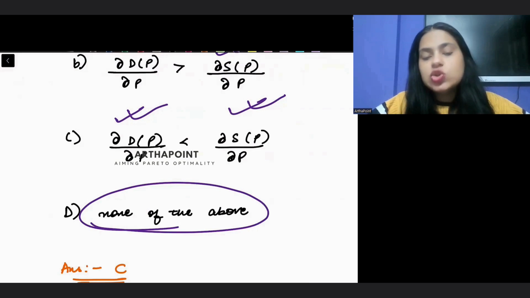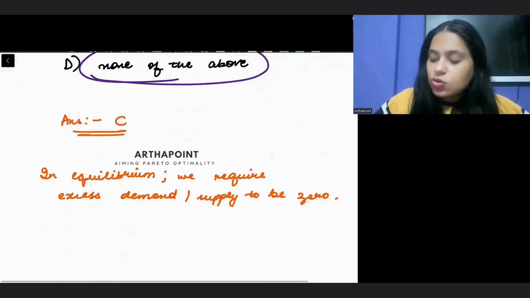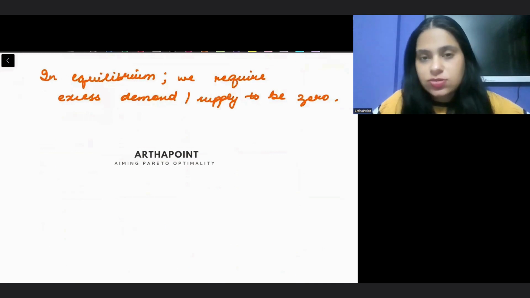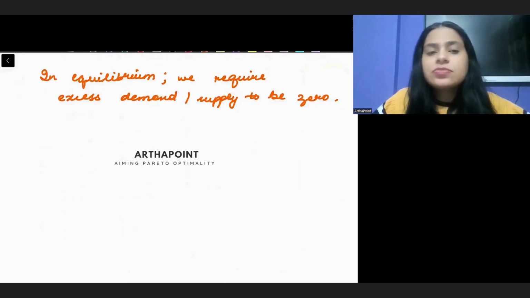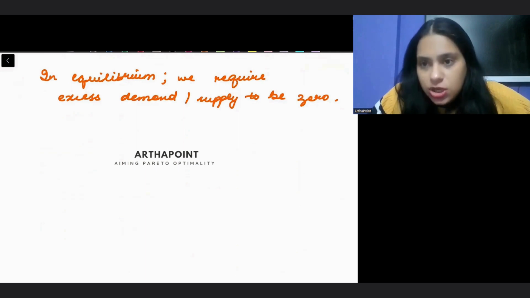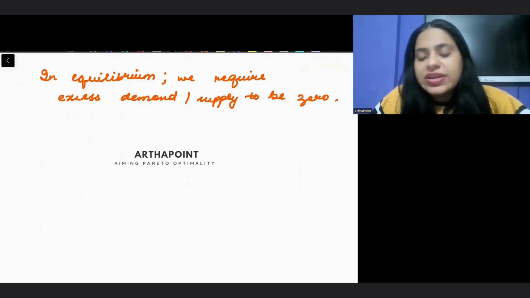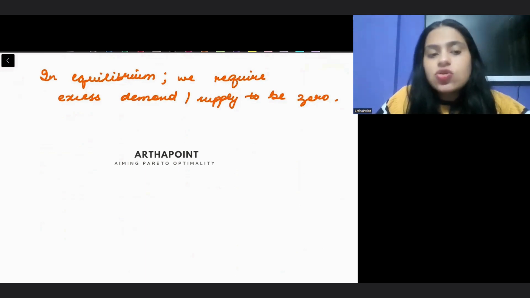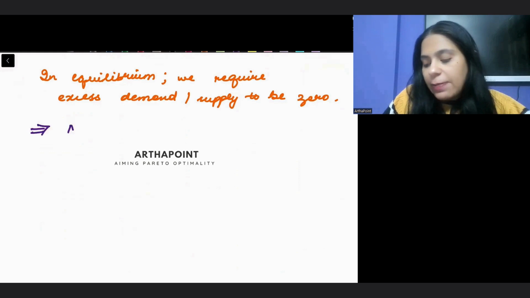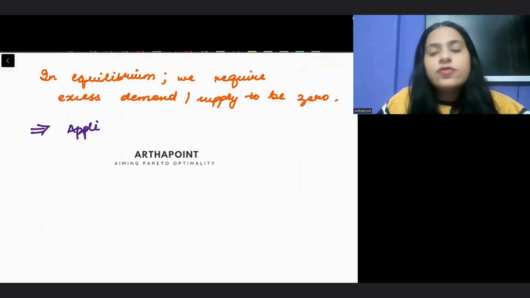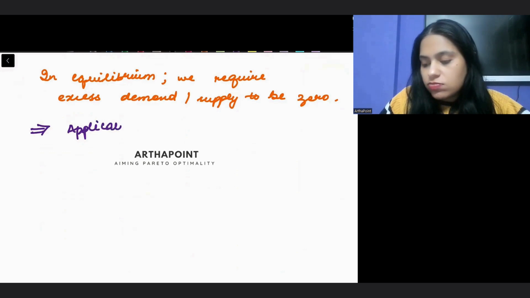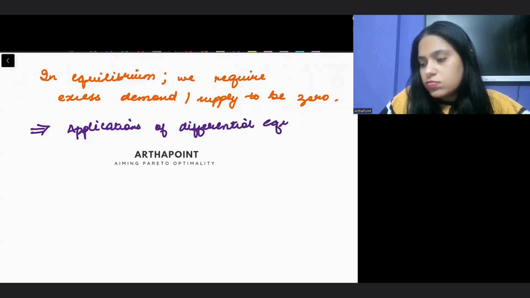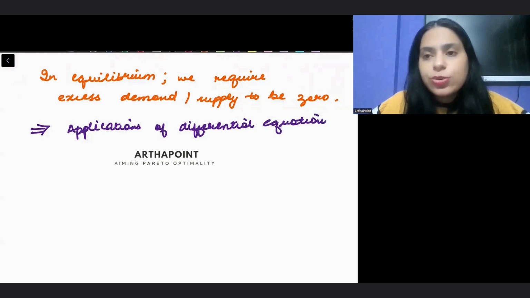Now, one way to solve such questions can be through the concept of difference equation, or differential equation, depending on whether you want to take it as discrete or continuous. So this is also called one of the applications of differential equation. So how do I go about it?